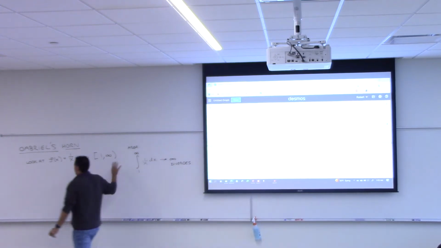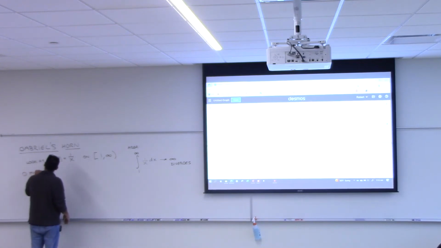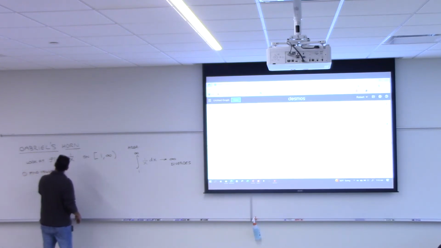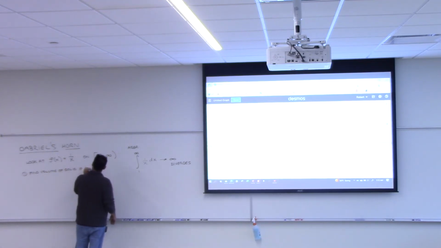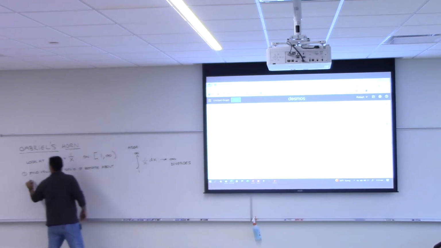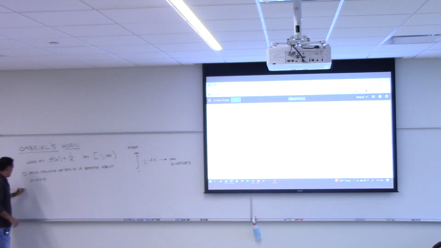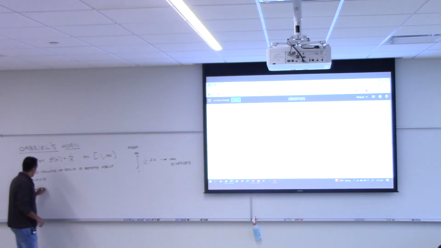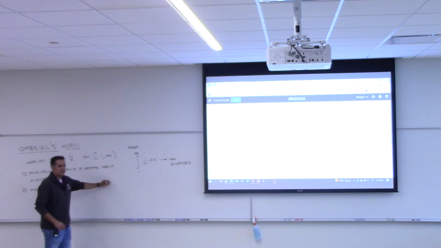What I want you to do instead is this. First, I want you to find the volume of the solid if we rotate about the x-axis. And then the second question I'll have here is I want you to find the surface area if rotated about the x-axis again.